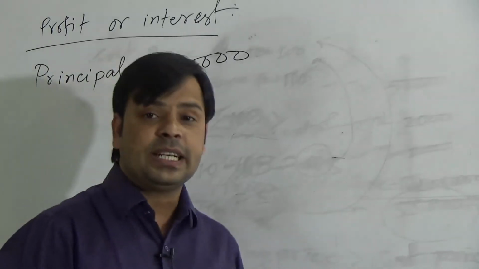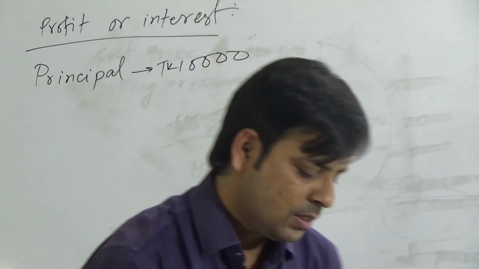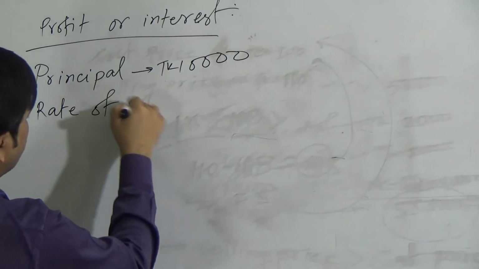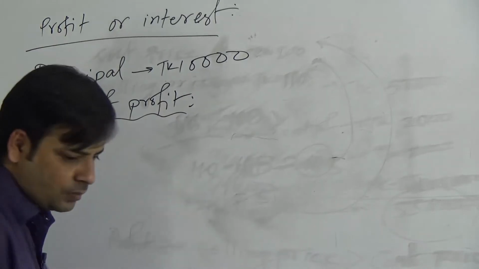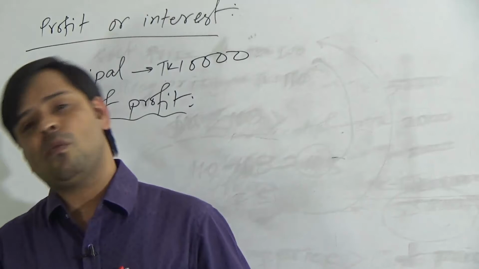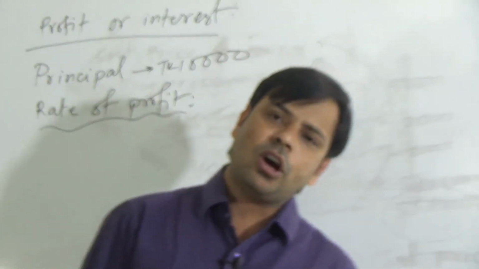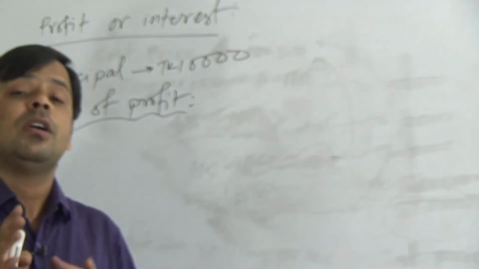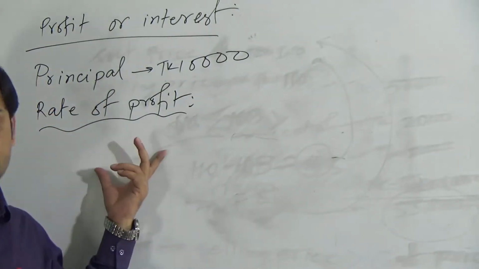Next term is rate of profit or interest. What is rate of profit? A profit of taka 100 in 1 year is called the rate of profit, or this is known as percentage of profit. Rate of profit means percentage of profit.